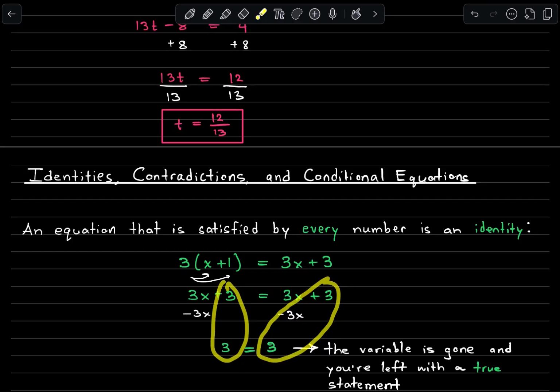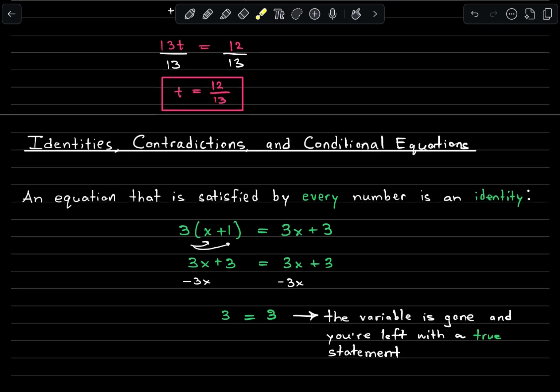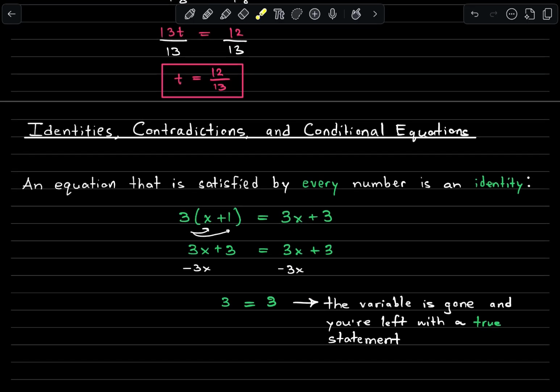Okay? The variable's gone. You're left with a true statement. What this is telling you is that this equation isn't even dependent on the variable. It doesn't matter what that number was. It could have been anything. It would not have mattered. It was going to be eliminated anyway. Okay, so when the variable's gone, you're left with a true statement. This is an identity.